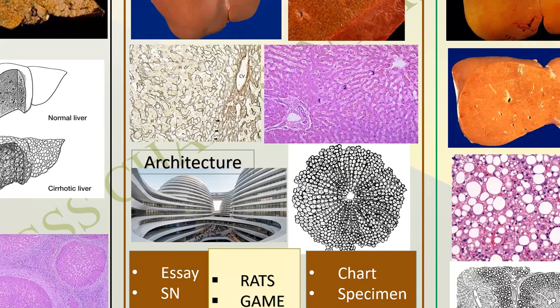This particular picture is called a reticulin stain. This is used to stain the fibrocollagenous tissue to study the framework only. The parenchyma is not seen in this. You are seeing only the frame. Now this is the normal liver.